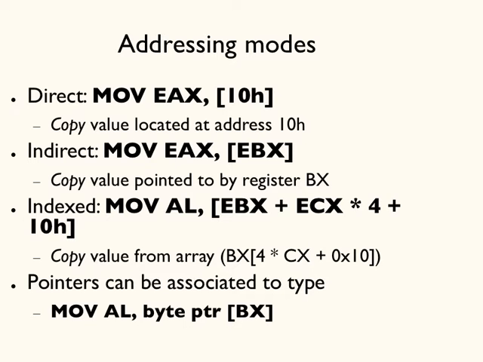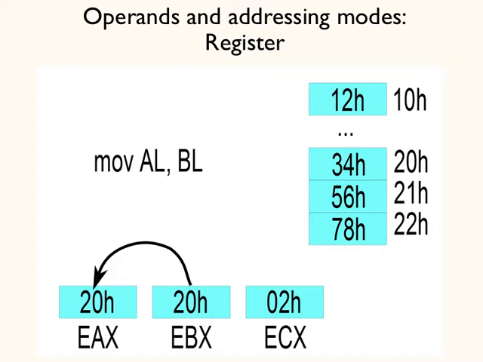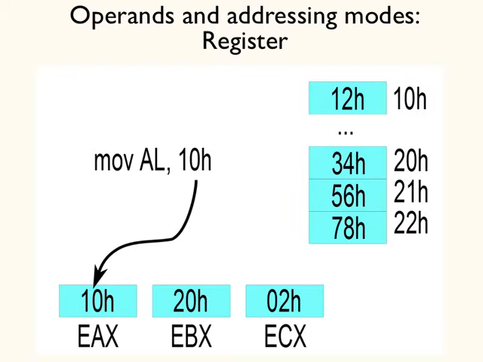So here is one example. Instruction move BL to AL. Basically, we're just moving 20 in hex from BL to AL, which is part of EAX. And another instruction, move 10 in hex to AL. So this is very simple. All other registers will not be changed. Only this register will be updated to 10.